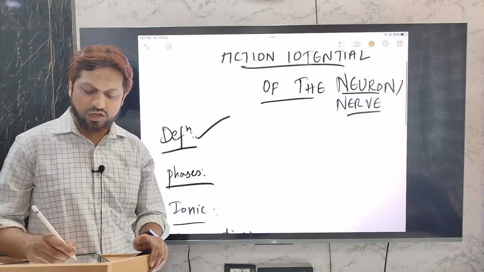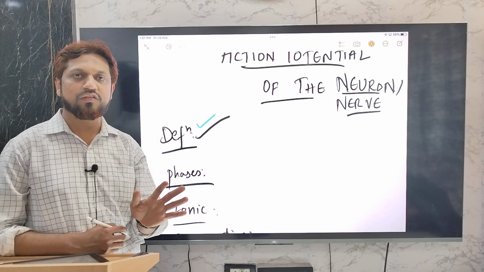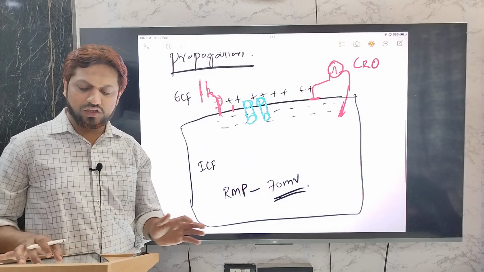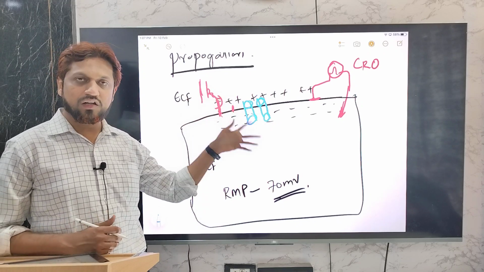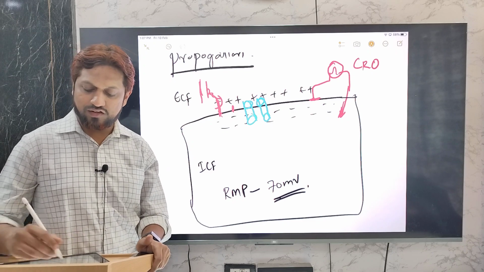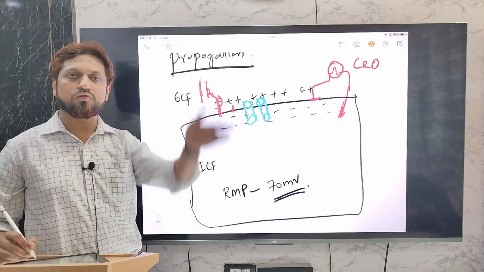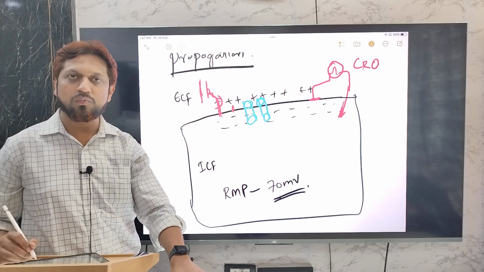action potential. So what is the definition of the action potential? It is the rapid changes which occur on the membrane of an excitable tissue when the cell is stimulated. Whenever the cell is stimulated, there are electrical changes: from minus 70 it will change to plus 35, and again it will come back to minus 70.